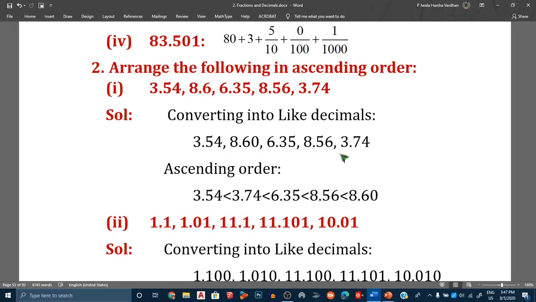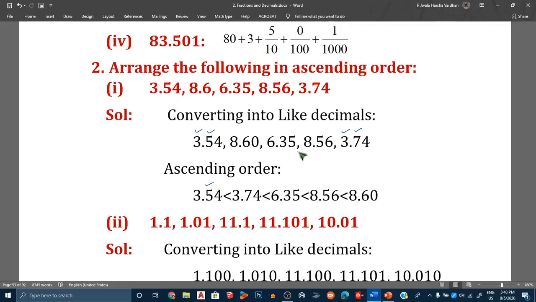So now you can compare the whole number part first. Since you have to write in the ascending order, first you have to take the smaller number. So smaller number is here, it is 3.54, this is 3.74. Since the whole number part is equal here, we are comparing the 1/10 part now. So 5, this is 7. 5 is less than 7, so you should write 3.54 as the smallest one, less than 3.74.